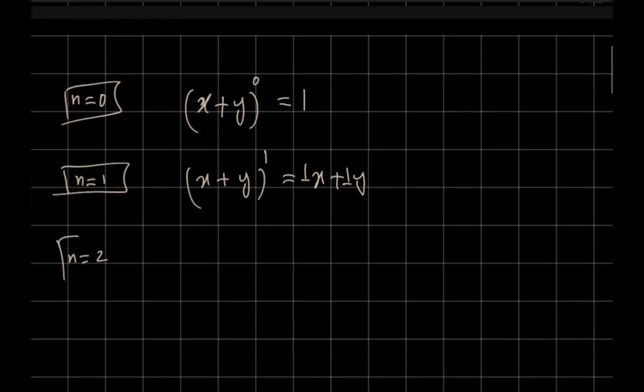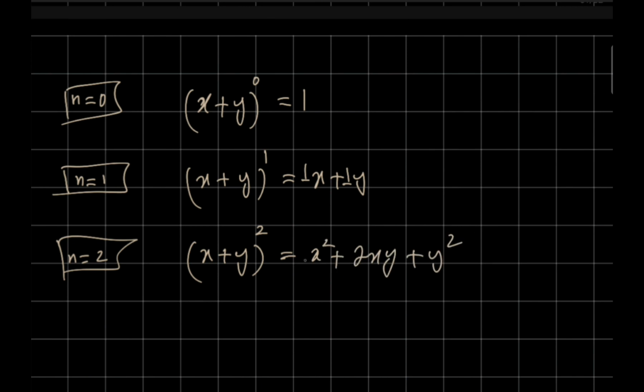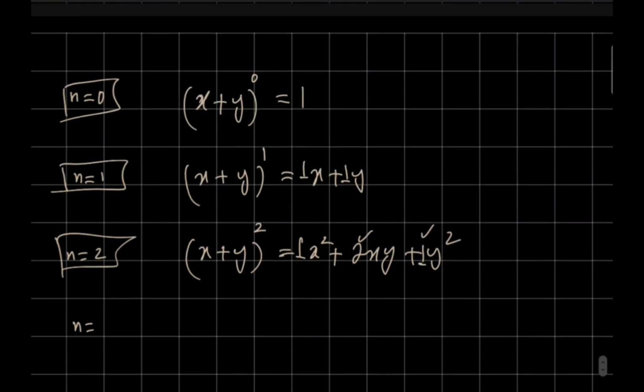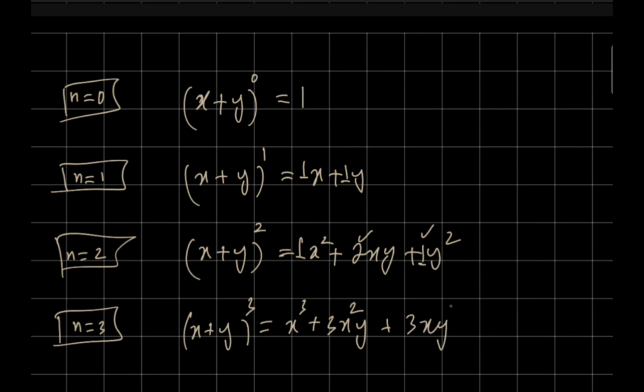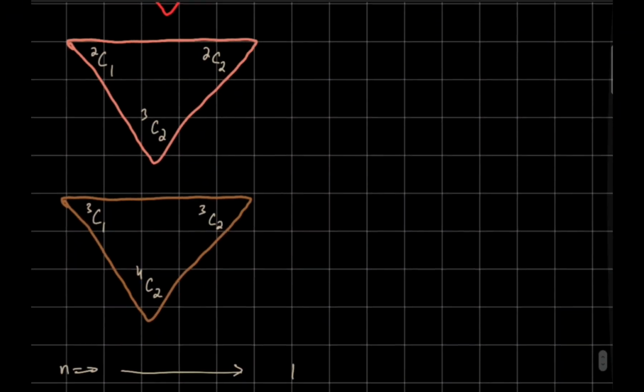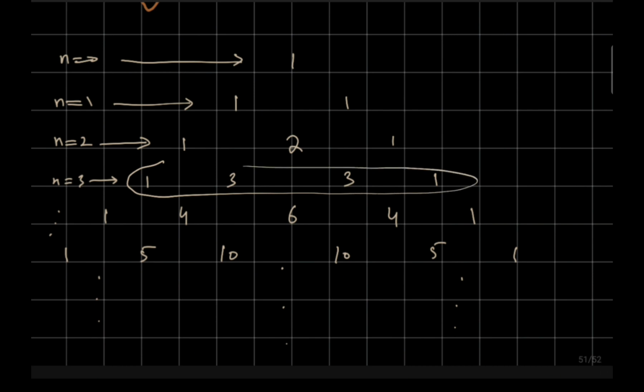So for n is equal to 2, we have found the binomial formula, that is x square plus 2xy plus y square. Here you have the coefficients 1, 2 and then again 1. So for n is equal to 2, we have these coefficients 1, 2 and 1. So again, we have no problem. Okay, for n is equal to 3, what's going on? x plus y to the 3 is x cube plus 3x square y plus 3xy square plus y cube. So we are getting the coefficients 1, 3, 3 and 1. So you can see here 1, 3, 3 and 1.